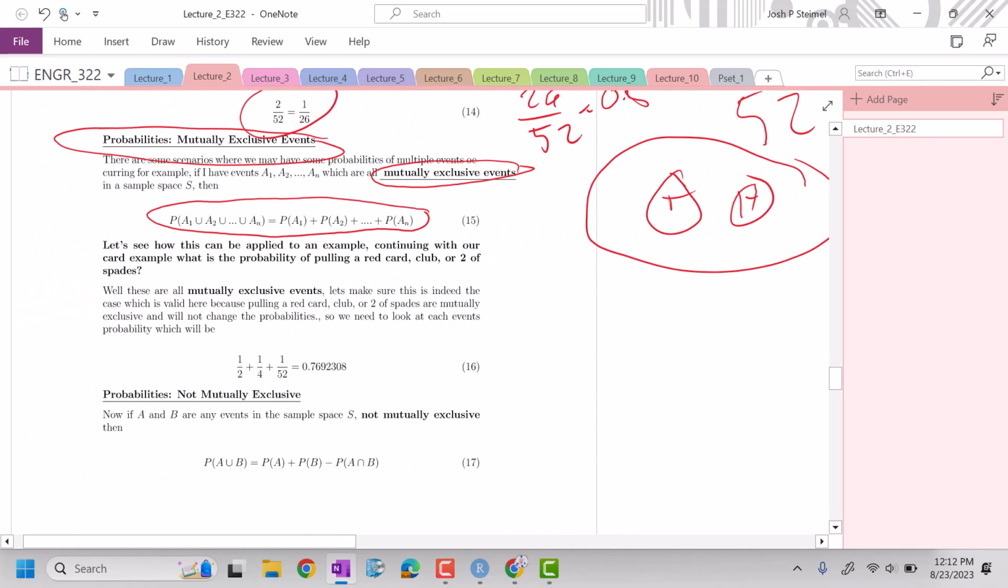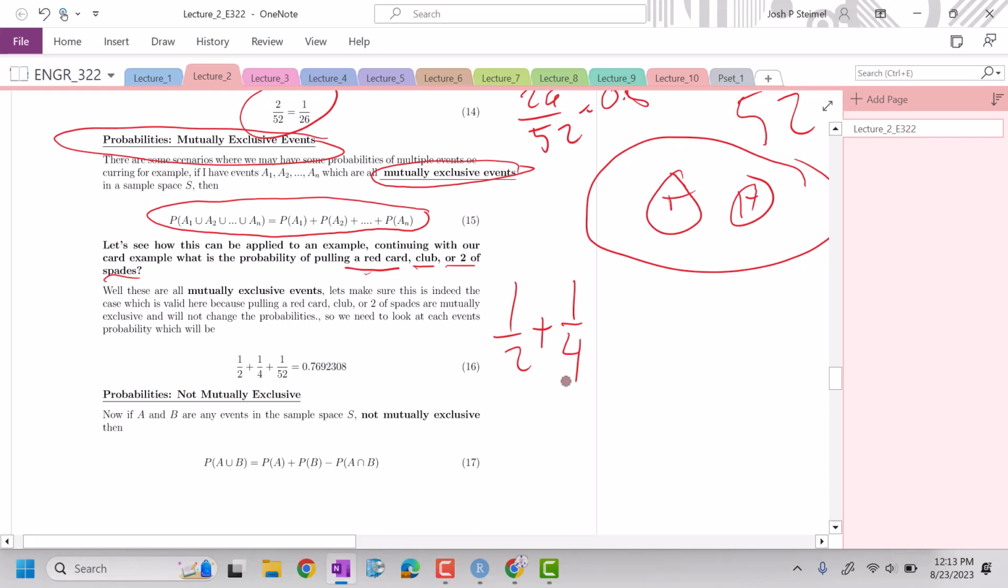So let's look at an example. What's the probability of pulling a red card, a club, or a 2 of spades? The probability of pulling a red card, we know that's a half. A club, or a clover, is a black card. There are 13 of them, so that probability is a fourth. So that's the probability of pulling a club.